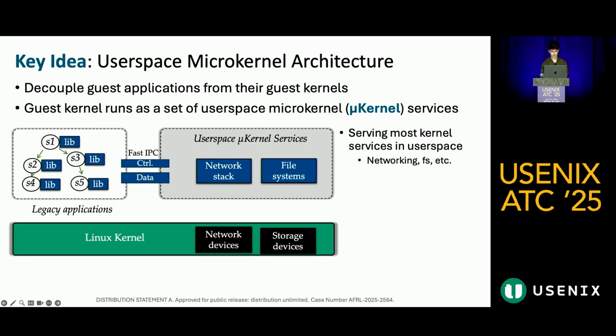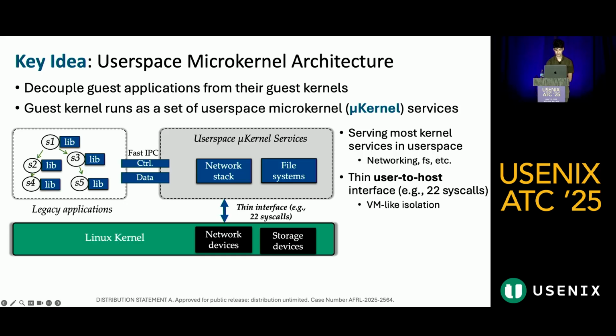As shown in the figure, each application process interacts with Userspace microkernel services like networking and file systems through fast interprocess communication channels. This design keeps all interactions between applications and system services within Userspace, significantly reducing the reliance on the host kernel. Only a thin interface connects the Userspace microkernel services to the host kernel, typically involving just a few dozen system calls, compared to hundreds in traditional containers. This gives LITESHIELD a virtual machine-like isolation boundary, while avoiding the overhead of running a full guest operating system instance.